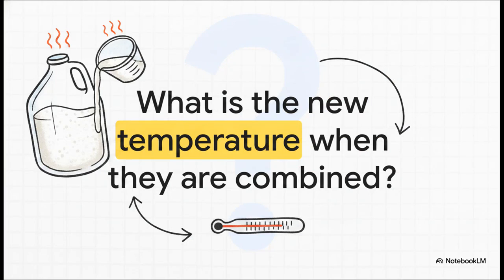All right, time for our second pause check. Let's really test your grasp of intensive versus extensive properties here. If you have a full gallon of milk sitting at room temperature, say 20 degrees Celsius, and you pour in a cup of milk that is also at 20 degrees Celsius, what is the new temperature of all that combined milk? Have your answer ready.